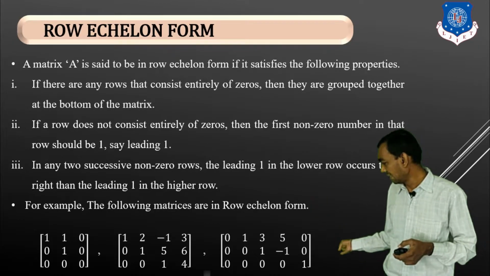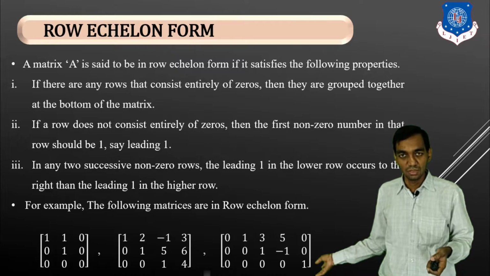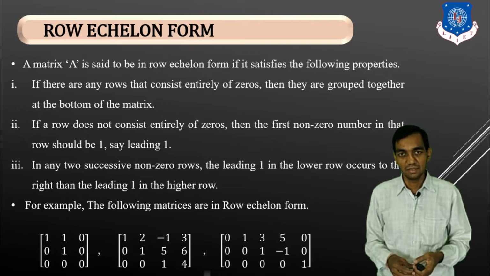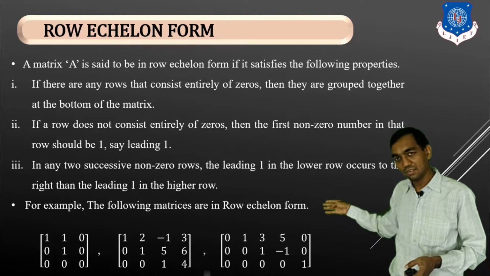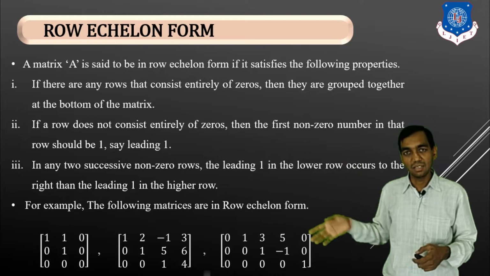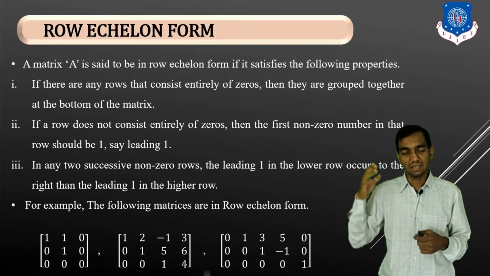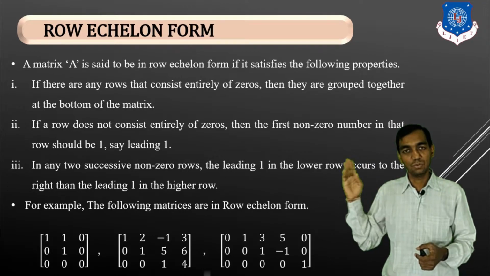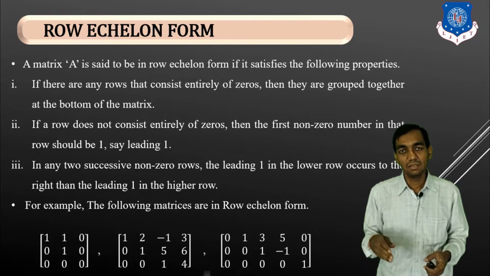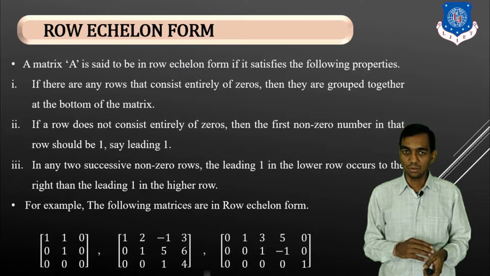In the same manner, in the second one, there are no zero rows. Each row is non-zero, so the first condition is automatically satisfied. The second condition, each first non-zero element is 1, checks out. And the third condition is also satisfied. The second row has a leading one to the right of the first row. In the same manner, the third row has a leading one to the right of the second row.